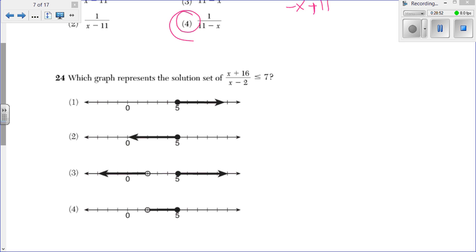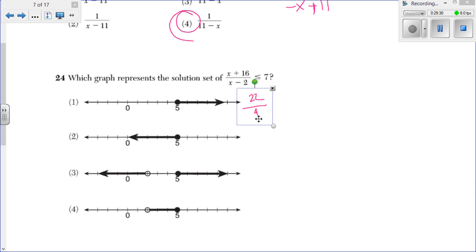All right, for number 1, I'm just going to pick a value that's in the solution set. I'm not going to pick 5 because that is present in all the answers, and that's not going to help me. So let's pick 6. 6 plus 16 is 22. And then I have 22 over 6 minus 2, which is 4. 22 fourths is 5.5. 5.5 is less than 7. So 1 is a potential answer.